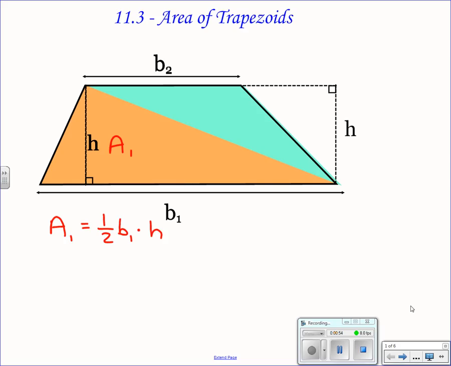Let's call the other area area 2. The area of that one is 1/2 times base 2, because this is the base. The height is the perpendicular segment to that base. Even though it's outside, it's still considered the height. And these heights are congruent. Now to get the area of the whole trapezoid, we add those two together.